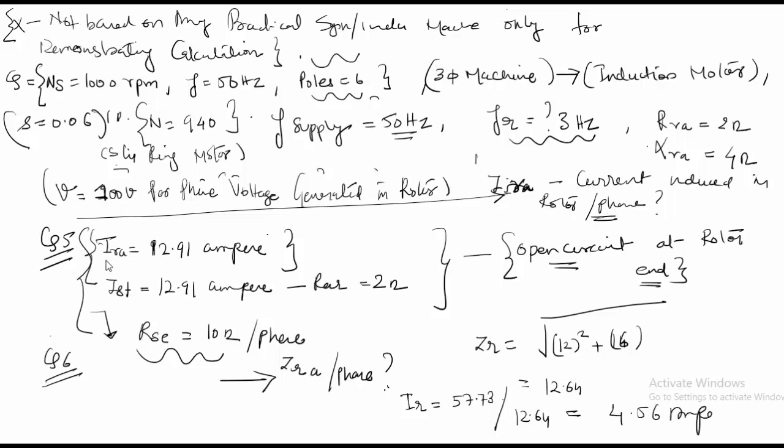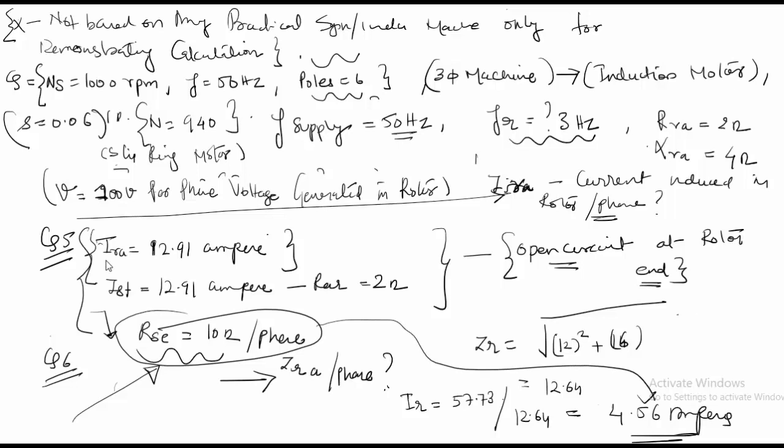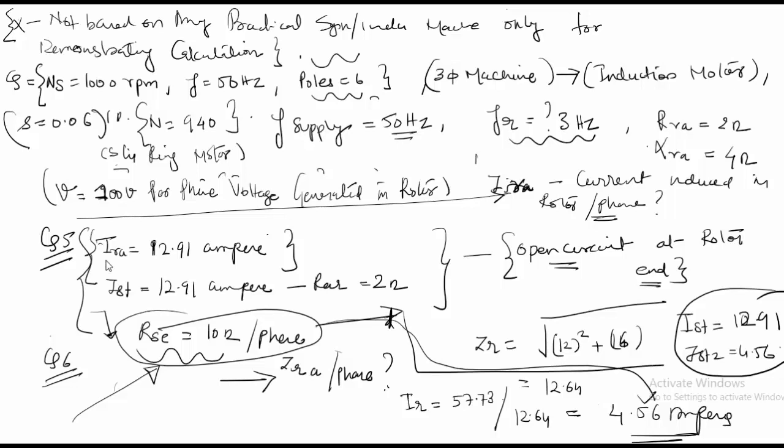Which is equal to 4.56 amperes. So now it is seen that by adding an external resistance of 10 ohm at the time of starting, it's possible to reduce the starting current. Earlier my starting current IST was equal to 12.91, and now IST2 is equal to 4.56 amperes. So it is possible to show that while you're adding starting resistance, the current at the time of starting is getting reduced.